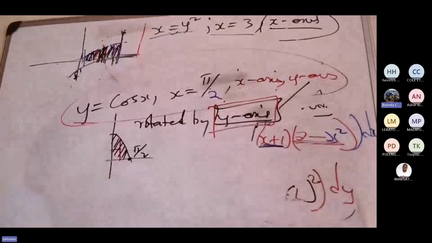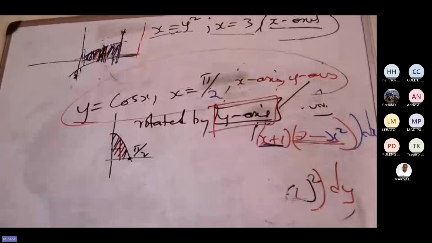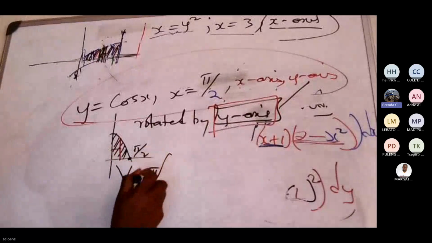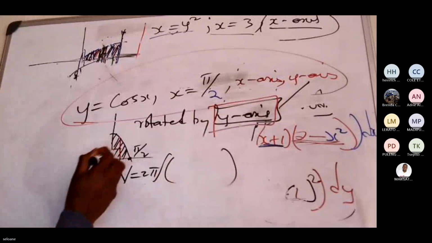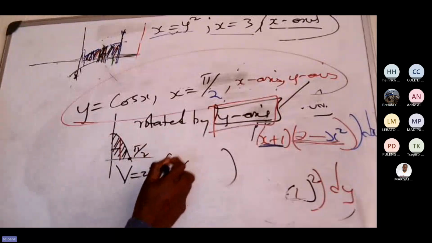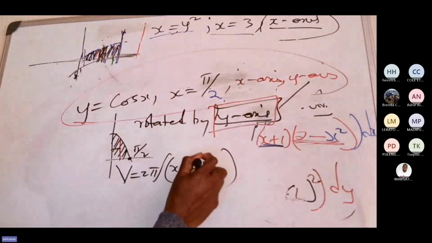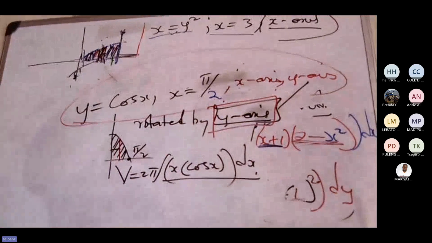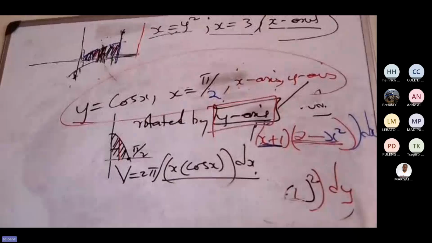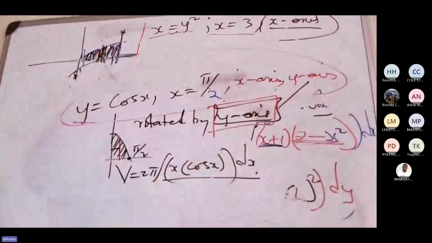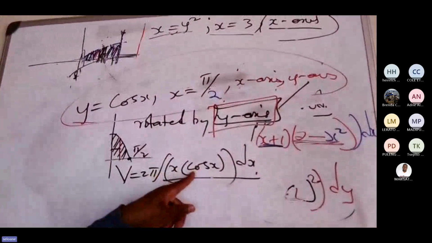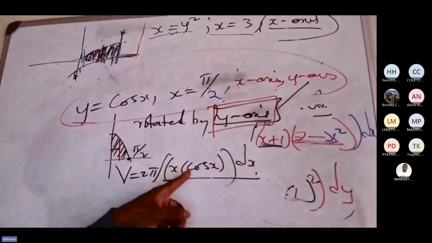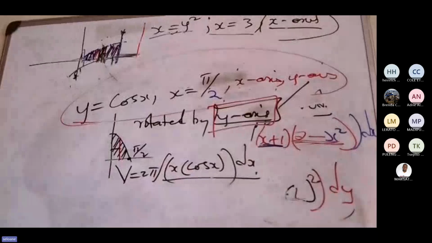We can just write the formula. It will now be what? V equal to 2 pi integral of what? This is x multiplied by cos x dx. Now the question is, how do you integrate this? You can say it's x cos x. Then which technique are we going to need to integrate this? x cos x.